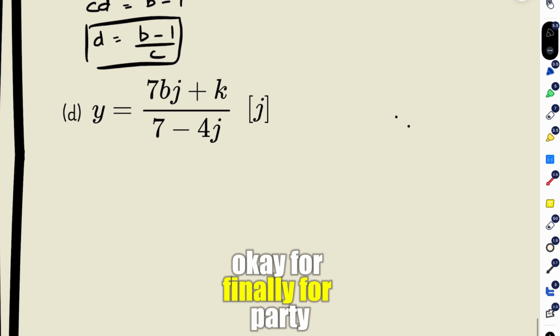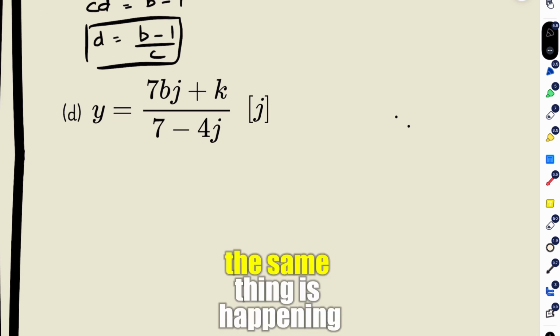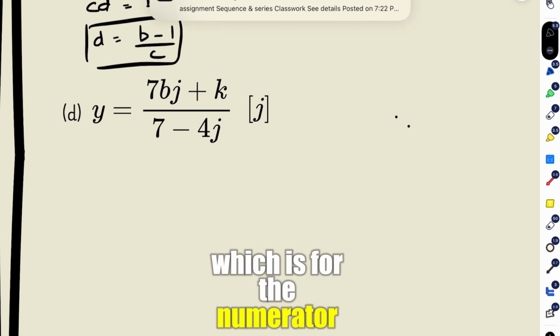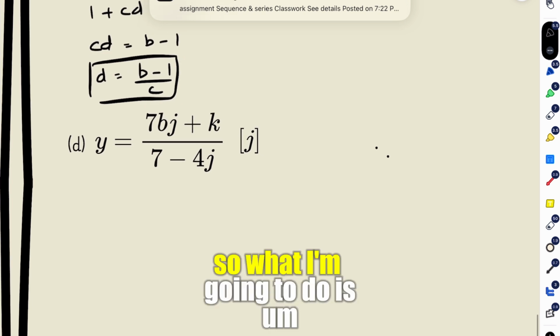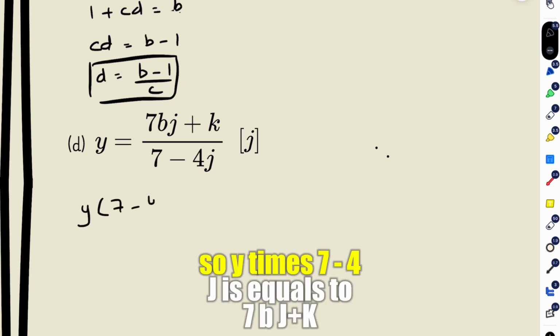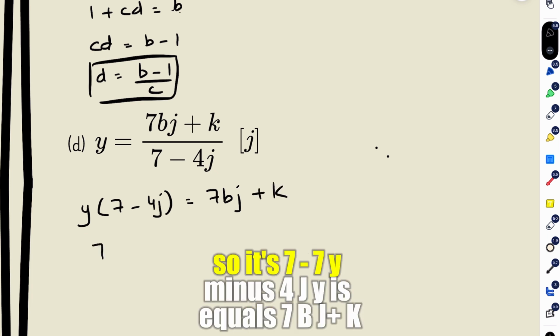Okay, finally for part D, I see that I have to make J the subject. The same thing is happening. I have J two times here, which is for the numerator and the denominator. So what I'm going to do is I'm going to cross multiply. So y times 7 minus 4j is equals to 7bj plus k. All right, expand the bracket on the left hand side. So it's 7y minus 4jy is equals to 7bj plus k.